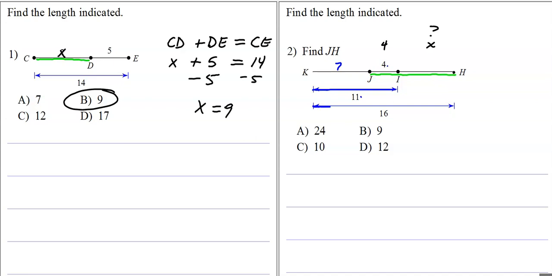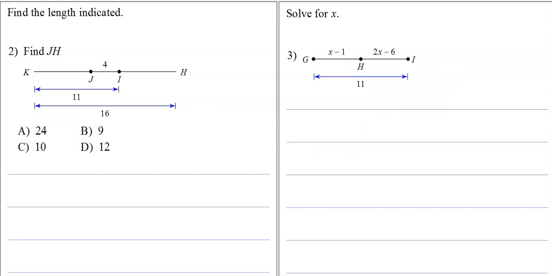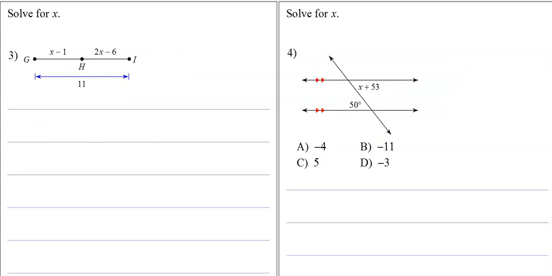And now I can use the whole 16. So I know that 7 plus 4 is 11, plus 5 more will give me 16. So now it's not too bad. To find out how far it is from J to H, I can simply add these two together for an answer of 9. All right, so let's check out 3 and 4.